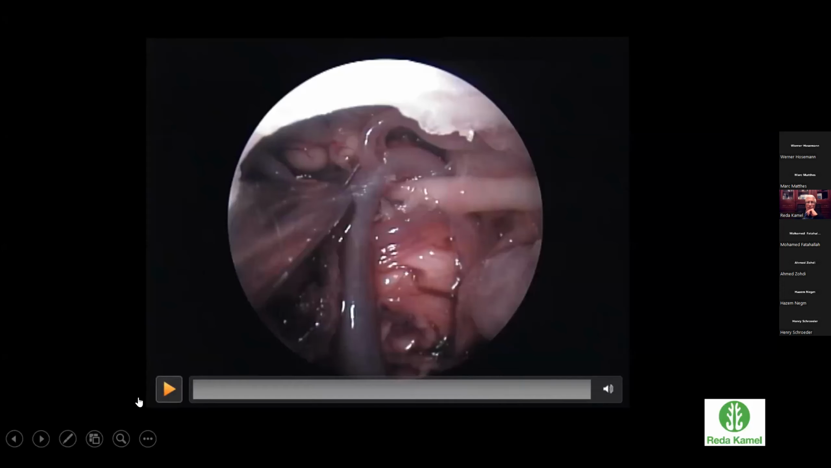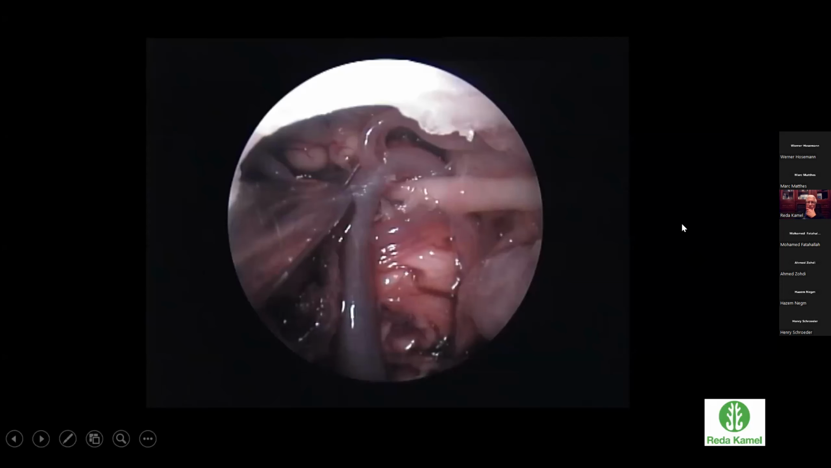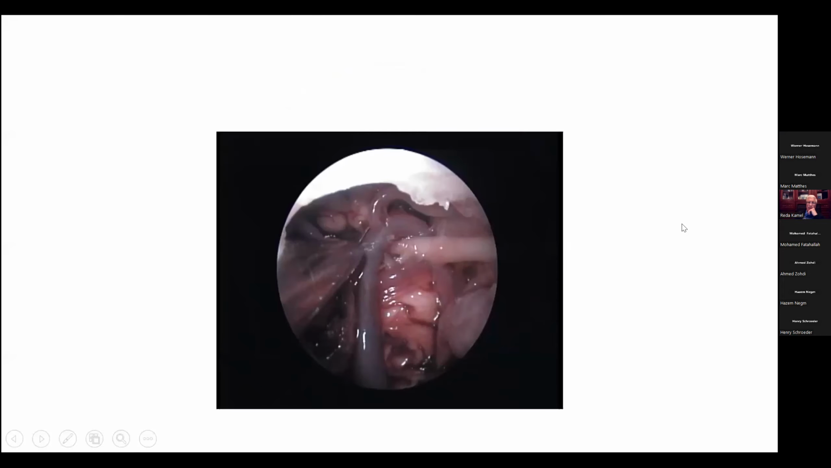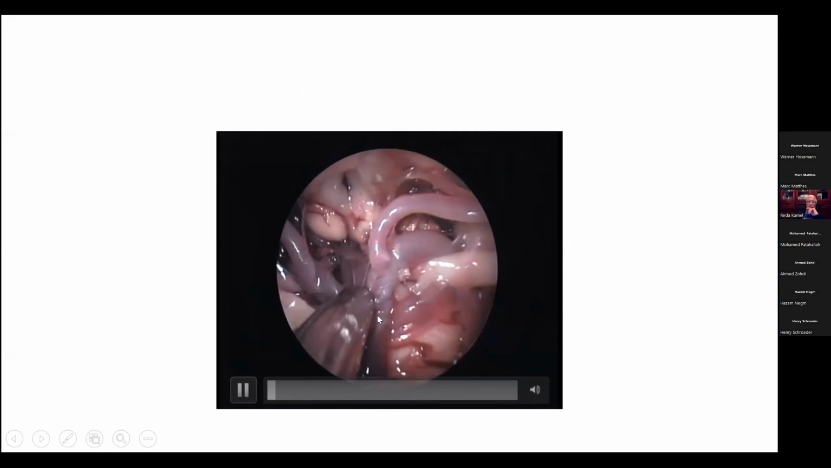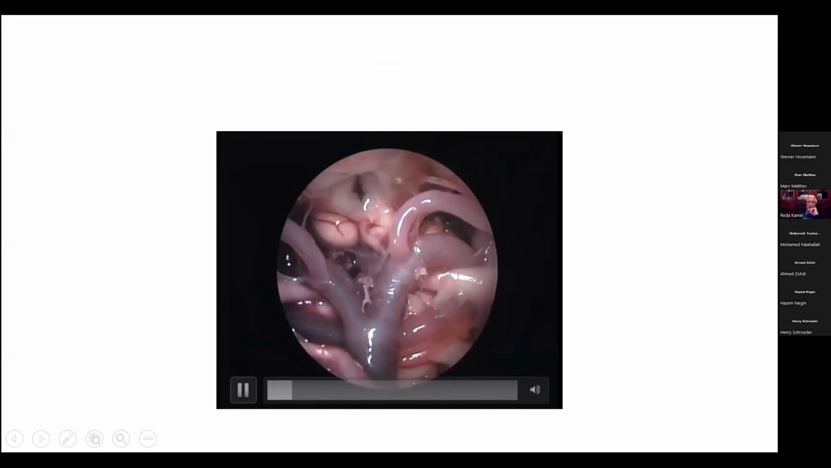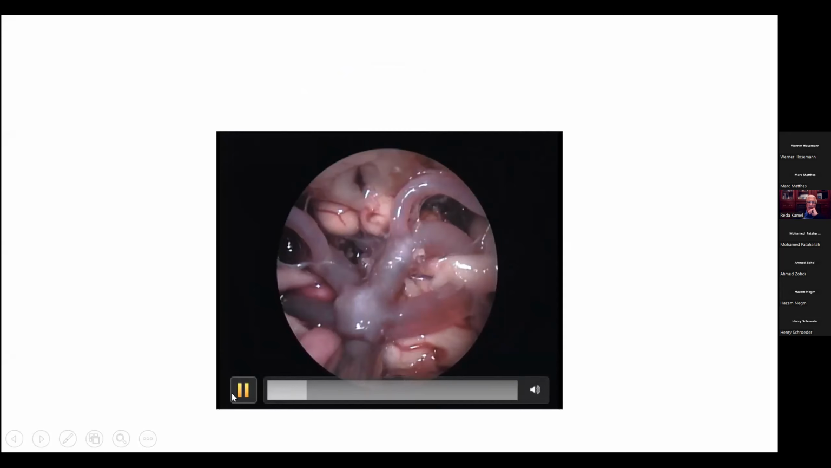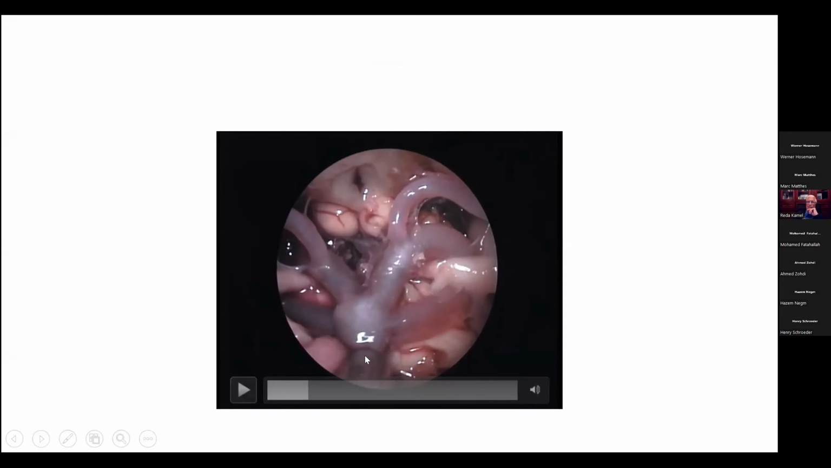And I just want to show you again one of our cadaver dissections. As you can see, this is the basilar artery, and this is the posterior cerebral, the superior cerebellar, the third nerve in between, the posterior communicating, and the mammillary bodies and third ventricle. So it's the anatomy.